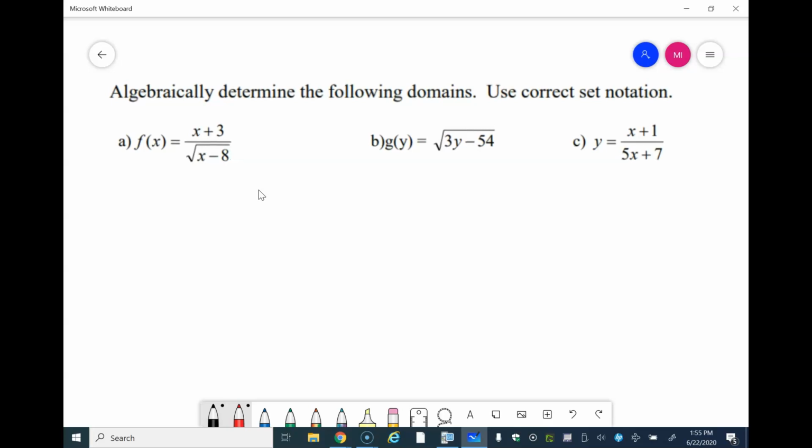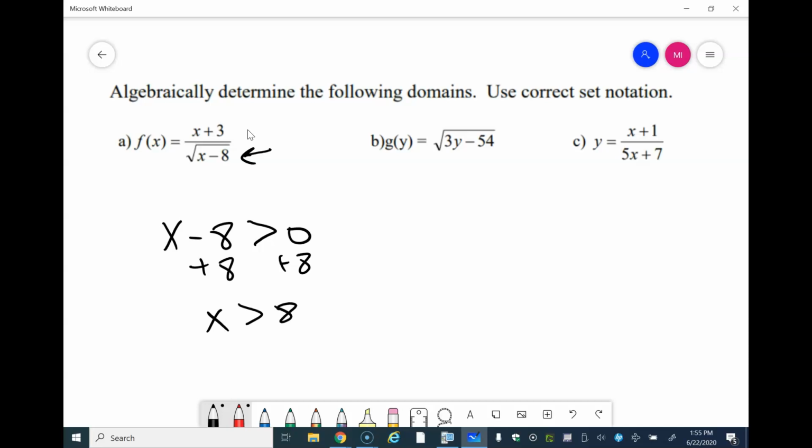So for the first one here, remember, all we're really doing is just focusing on the denominator, and we're going to set the denominator, x minus 8, greater than 0. It cannot be equal to 0 because, again, it's located in the denominator. So we do plus 8, and we have x can be greater than 8 in this case.